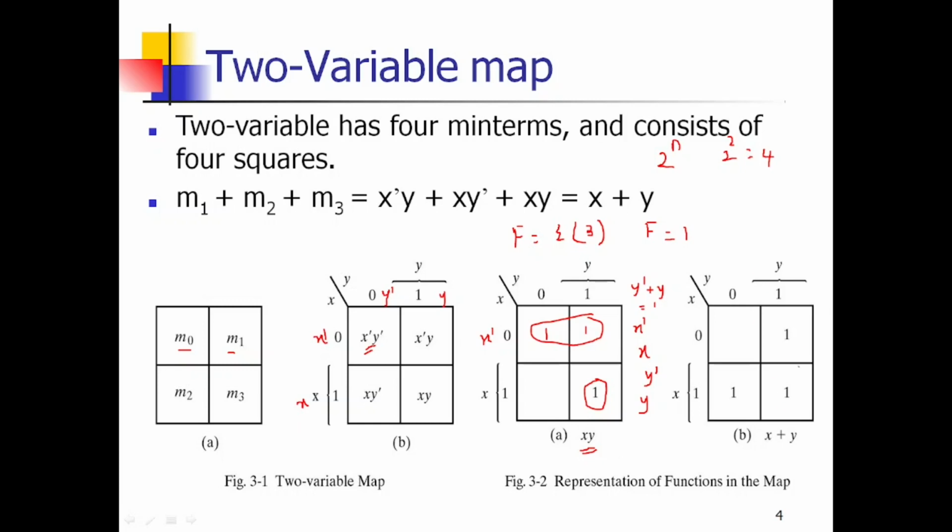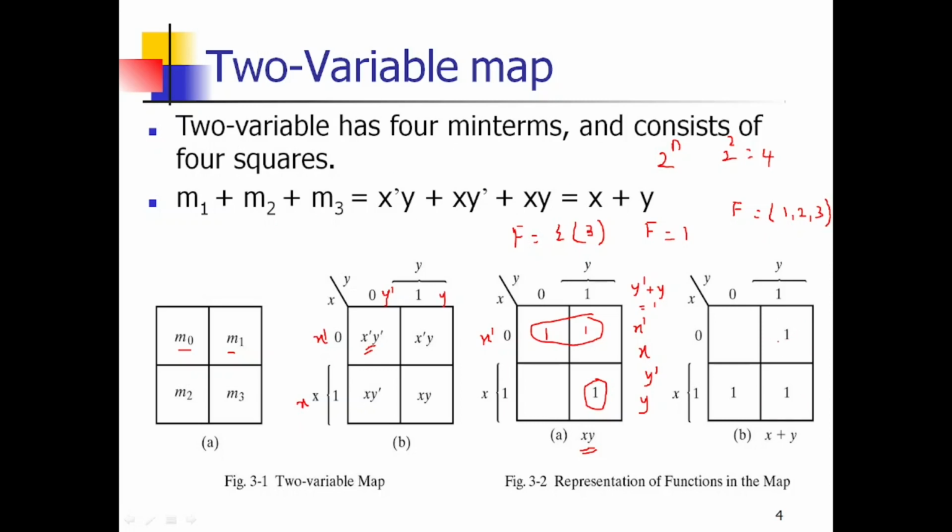And for this example, the question will be like this. Simplify the Boolean function f is equal to summation of 1, 2, 3. So this will be the question for this 2 variable K-map. See, m1, m2, m3. Actually, this can be simplified by some Boolean laws and theorems, but here we are going to simplify using the K-map.